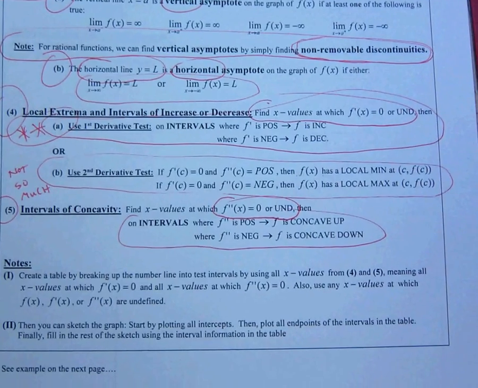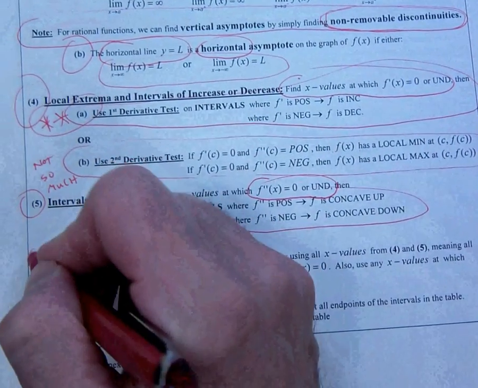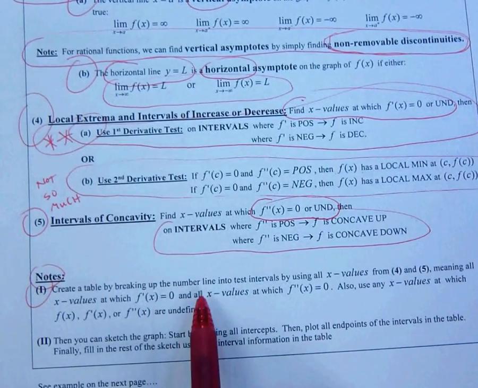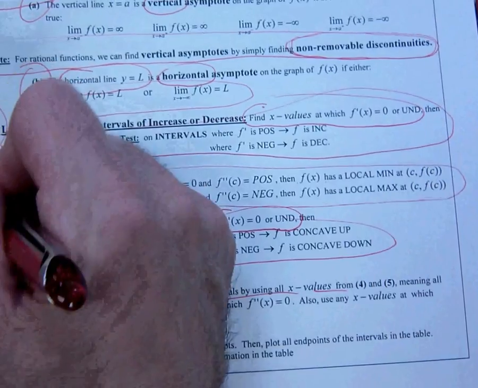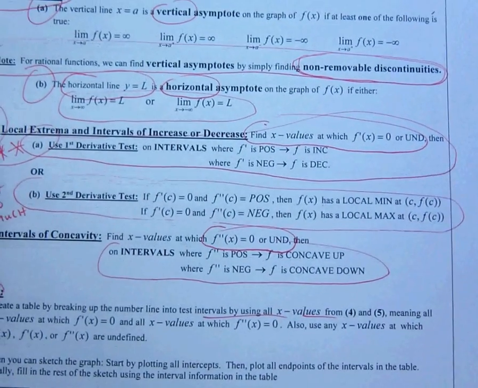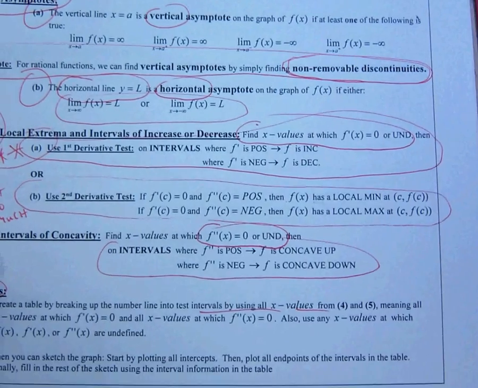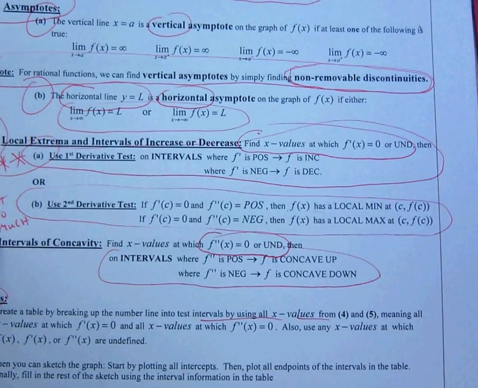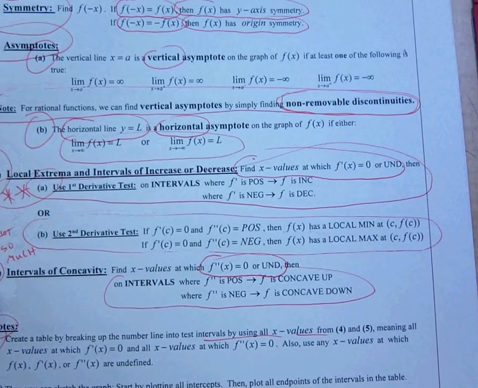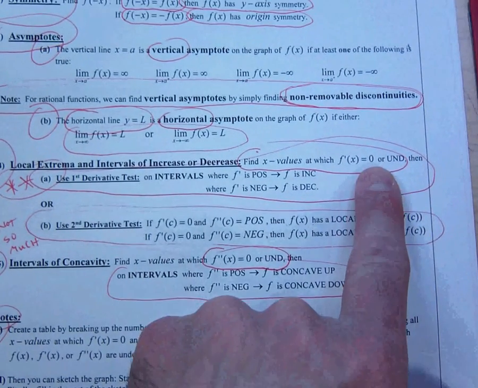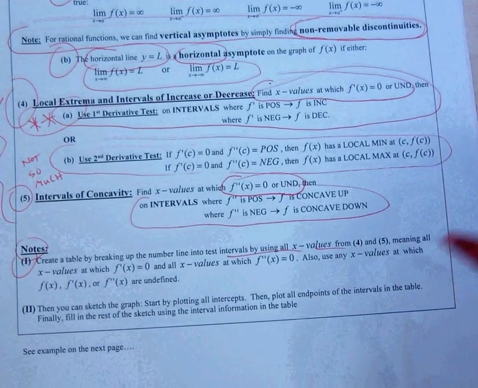Okay, so here's how it's going to go then. Number 1, we're going to create a table by breaking up the number line into test intervals by using all x values from these 2 steps. In the past, we never did these together. We always did one or the other. We were either finding hills or valleys or we were finding inflection points, but we never did them together. We are going to do them together today. Is that clear? So we're going to do 4 and 5 together, which means anywhere where f prime or f double prime is 0 or undefined is what you're going to use to break up your number line into test intervals.